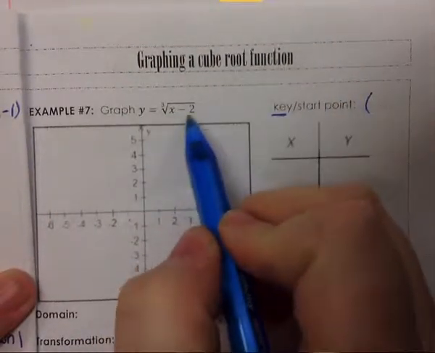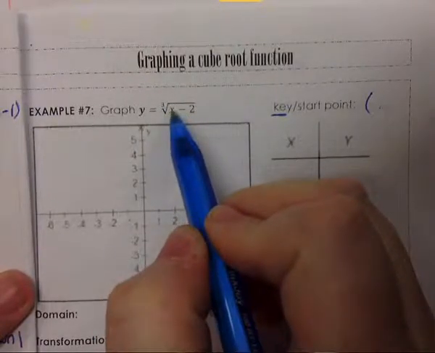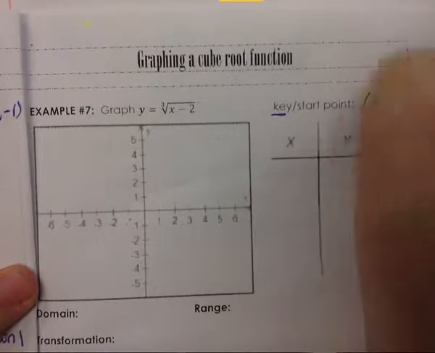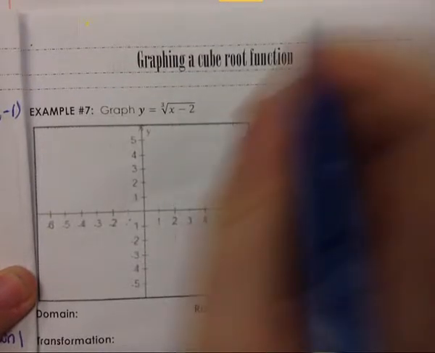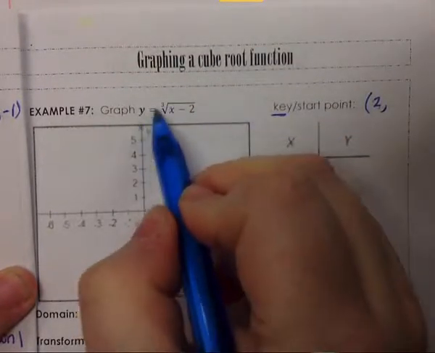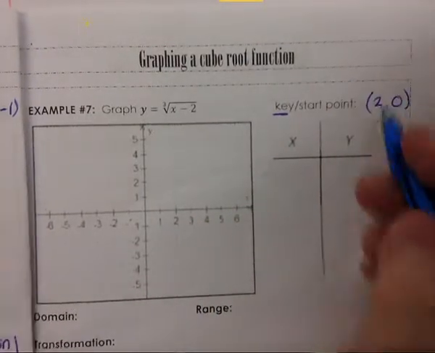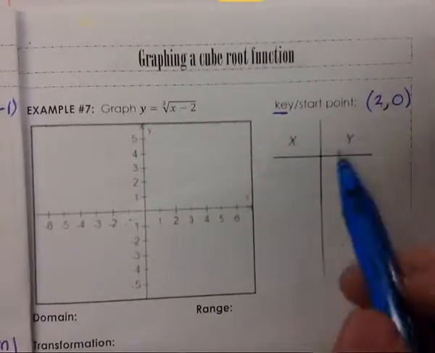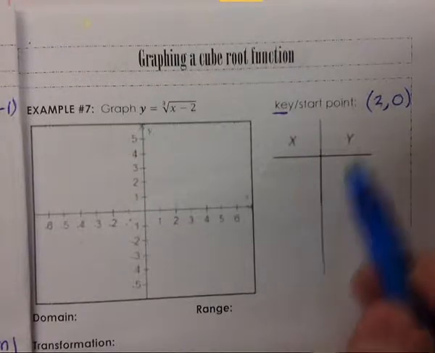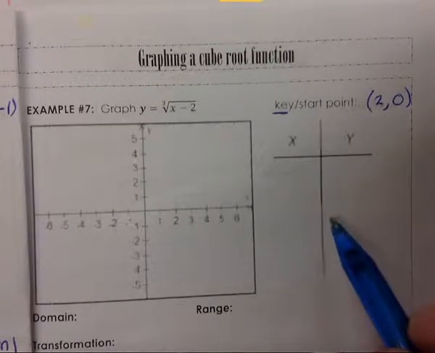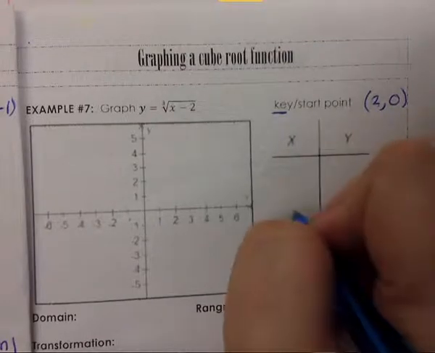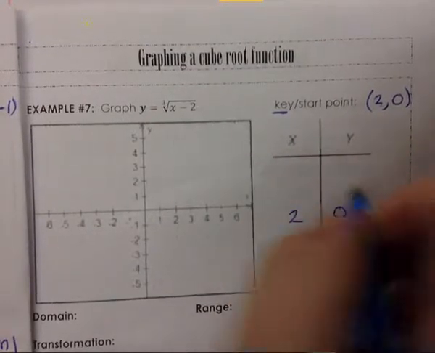Our h still comes from the inside, what will make this 0. So we would have 2 minus 2 would give us 0. So our h value is 2, comma. The k value is what is added or subtracted to the outside, which is nothing. So that's 0. So since it's a key point, we don't start it with 2, 0. We actually want to put 2, 0 in the middle, almost as if it was our vertex. So 2, 0 would go in the middle.